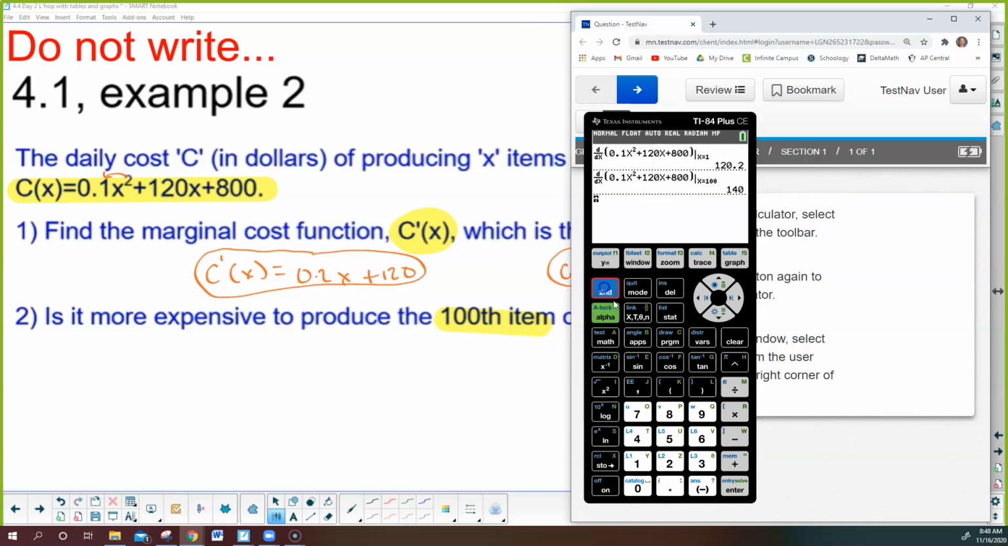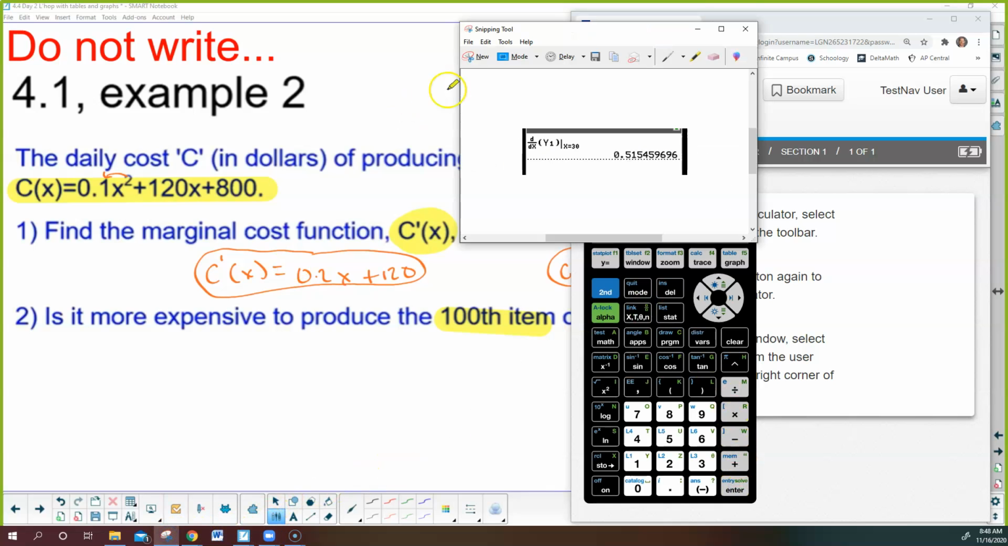Okay, now let's check the 200th item. Go second, enter, and then all you have to do is change the 100 to a 200 and hit enter. Then you have all your information right there.